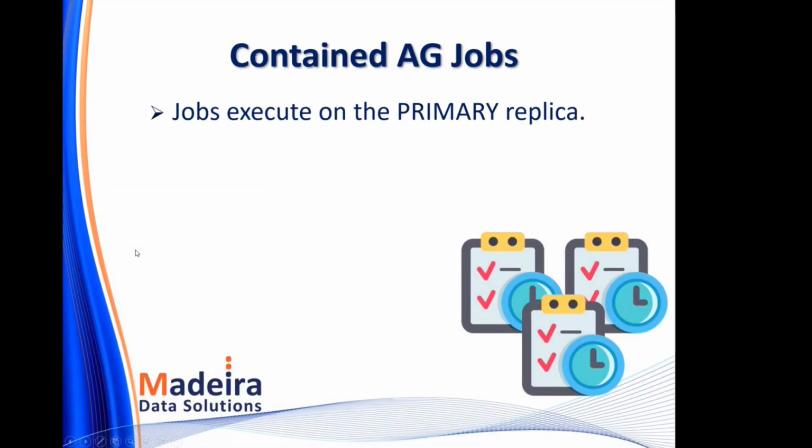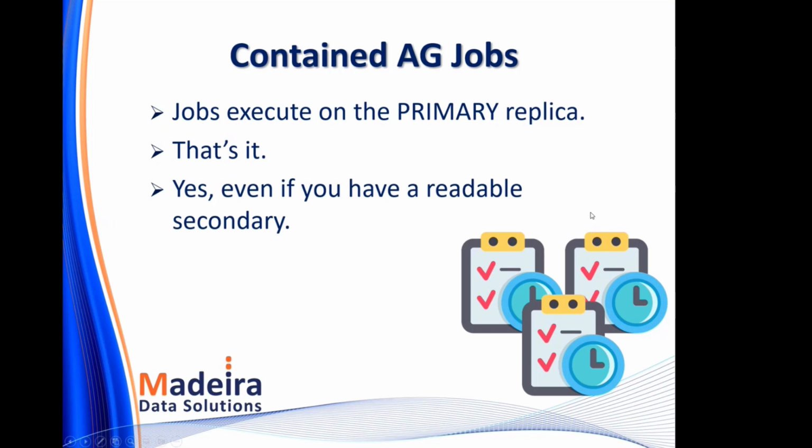Now, let's talk a bit specifically about the jobs, the contained availability group jobs. What contained availability groups provide us is the ability to always execute jobs on the primary replica. So the jobs will always run only on the replica which is currently active, currently the primary one. That's what contained availability group does in terms of jobs, and that's it.